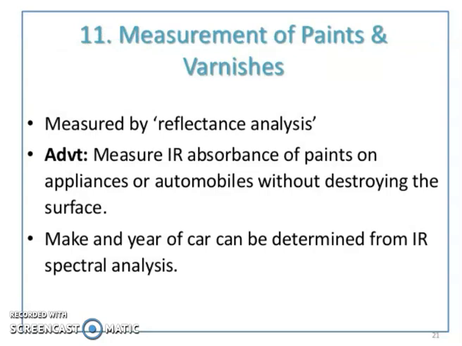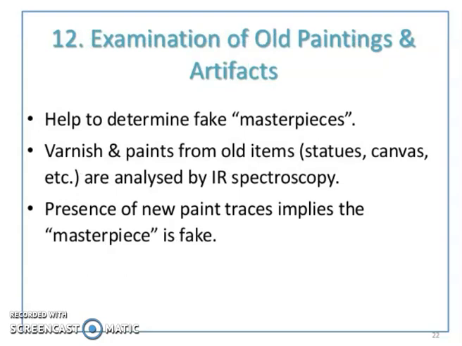Measurement of paints and varnishes. Measured by reflectance analysis. Measure IR absorbance of paint on an appliance or automobile without destroying the surface. Make and year of a car can be determined from IR spectral analysis.